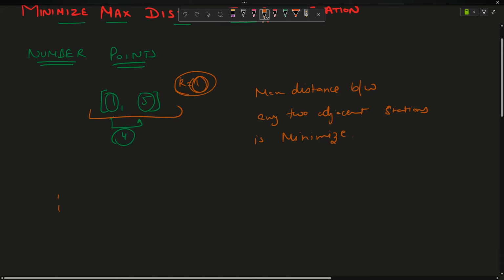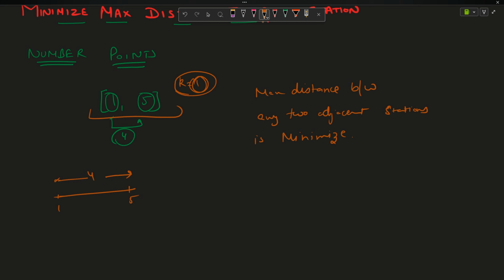I have a point 1 and I have a point 5. The distance between them is 4. I want to insert one station. I can insert it anywhere in this range. So suppose I insert it at 6. What does my array become? It becomes 1, 5, 6. Now if I calculate the adjacent differences, between 1 and 5 it is 4, between 5 and 6 it is 1. The maximum among these is 4. So 1, 5, 6 will give me a maximum distance of 4.